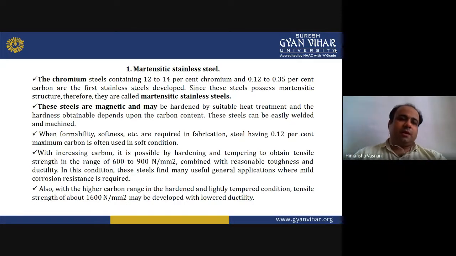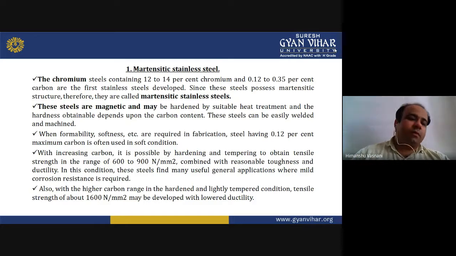These steels are magnetic and may be hardened by suitable heat treatment, and the hardness obtainable depends upon the carbon content. These steels can be easily welded and machined. So you can see that martensitic stainless steel has many applications: it is magnetic, and it can be easily welded and machined. Having good machinability is also a very good property.